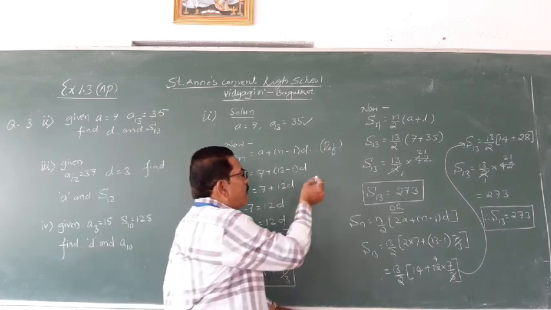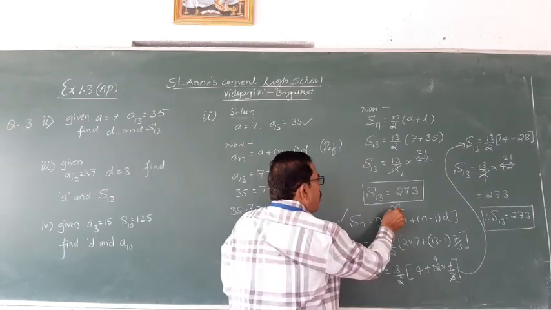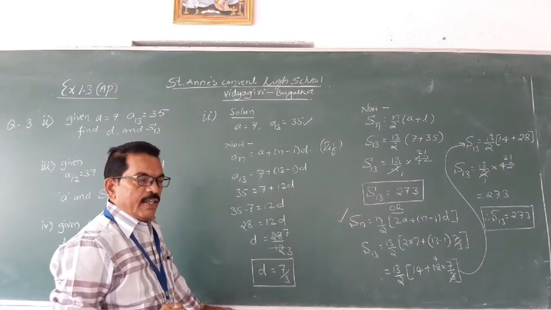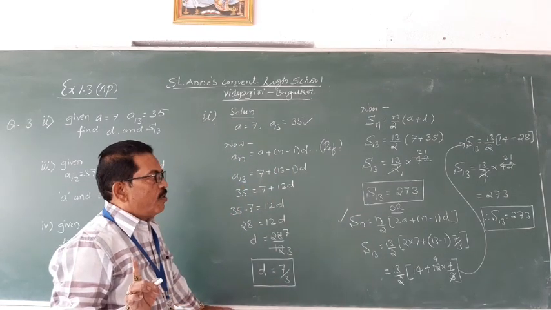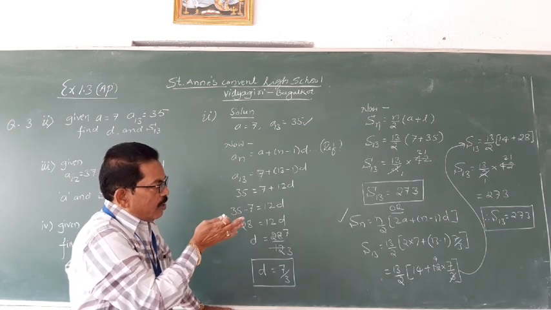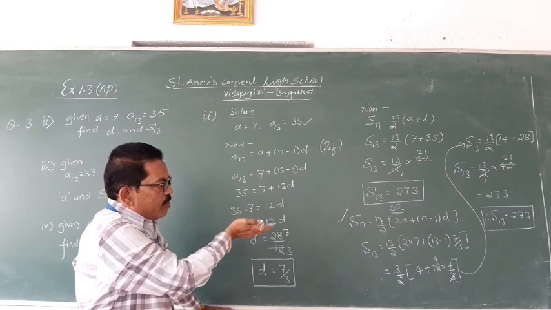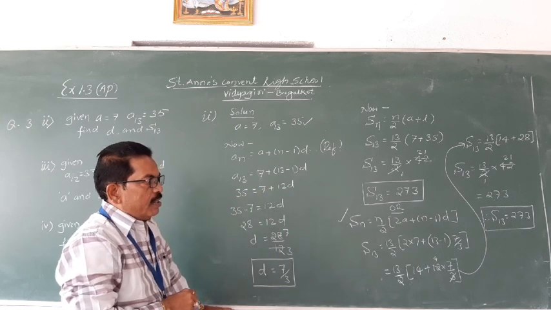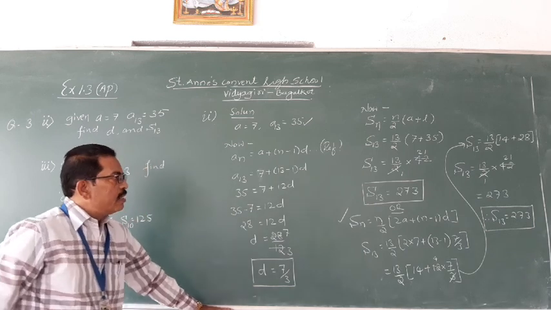You can also solve by using this formula, Sn equals n by 2, same answer you will get. So that is left to you, which formula you want to use, or you can apply any method to calculate that 273. See, once again the solution.